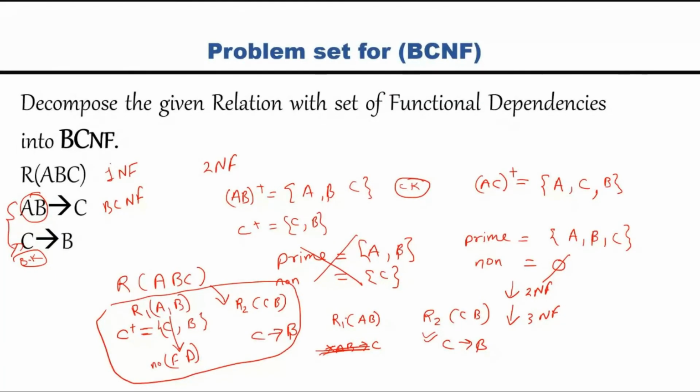But you can say that this decomposition is lossless decomposition, but anyhow could not maintain the functional dependency. So functional dependency preservation is not there, but decomposition is lossless. And finally, this thing is in what? BCNF. Okay, right, students.